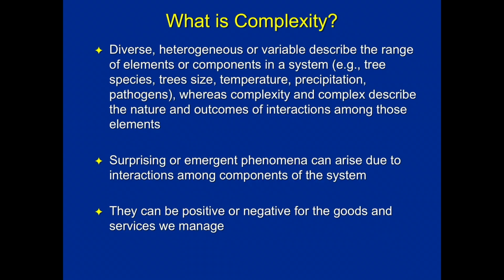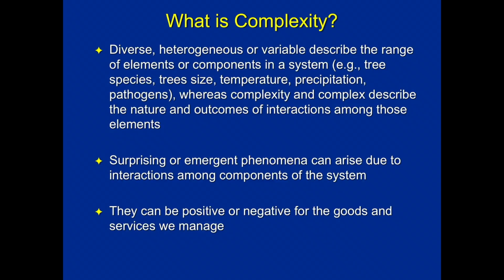So what is complexity? These are terms that we use in forestry all the time: diverse, heterogeneous, variable. Well, those things describe the range of elements or components in a system. For example, they describe the number of tree species you have, or the size of the trees, or maybe the temperature regime, or the amount of precipitation that the site receives. Or the type of pathogens that might be there. Whereas complexity and complex describe the nature and outcomes of the interactions among those elements. So it's all about the interactions.